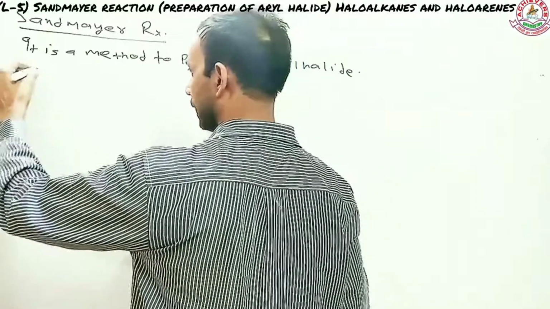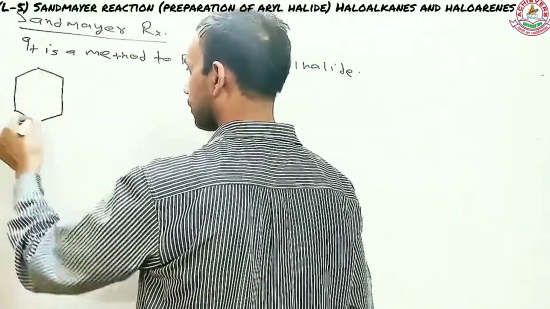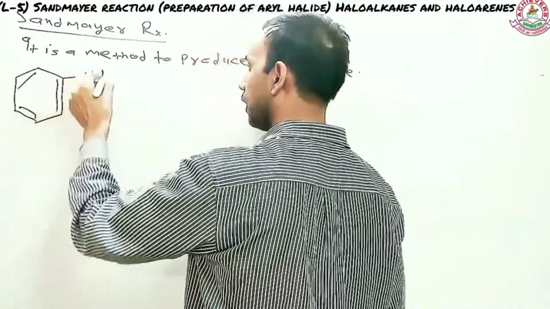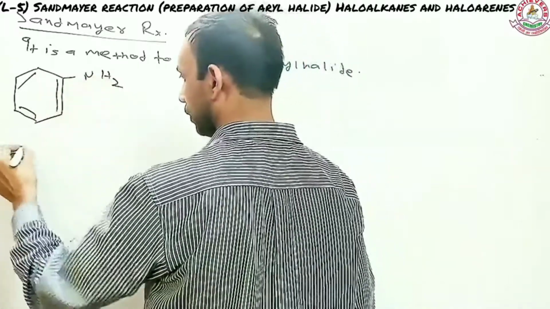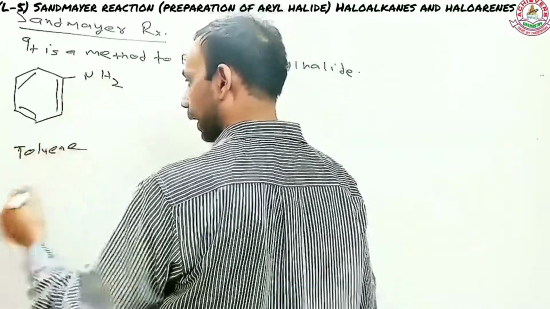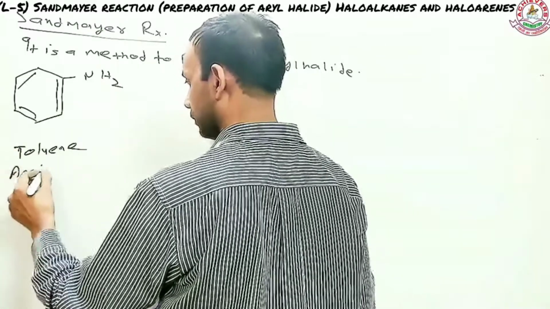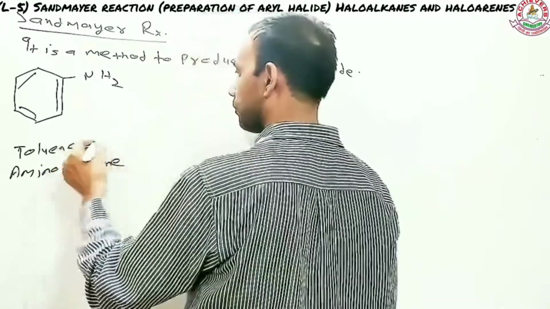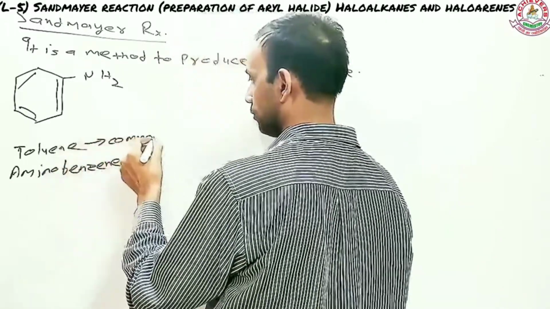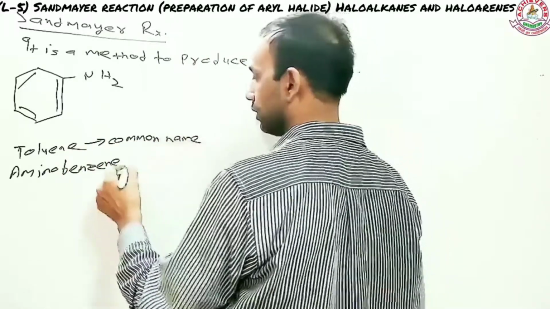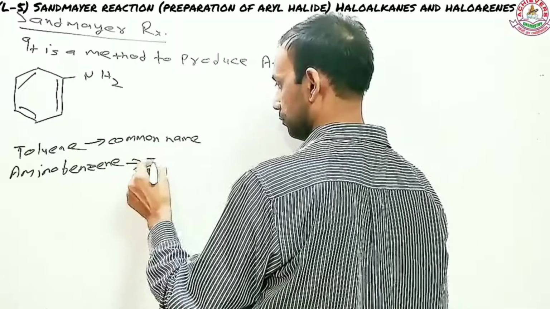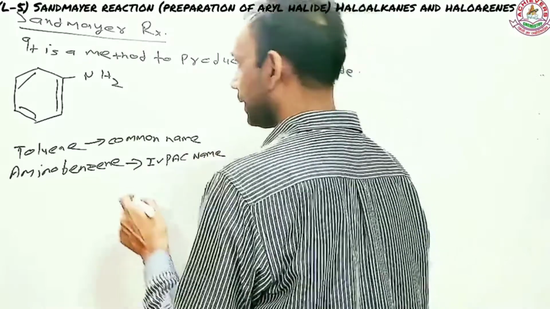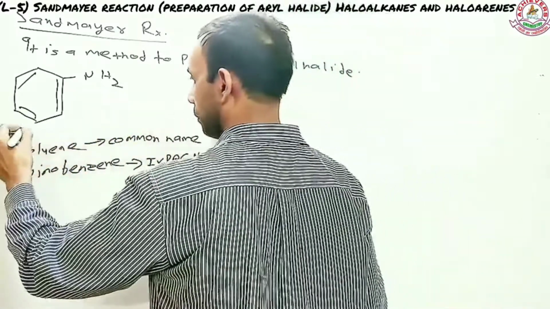The first thing you need to understand is that the reaction starts with a primary amine. What a primary amine is? A primary amine is this one. This is also called toluene. And in IUPAC you can call it aminobenzene. So this is aminobenzene, right? This is your common name. And this one is your IUPAC name. Now, the thing is that this is a primary amine.